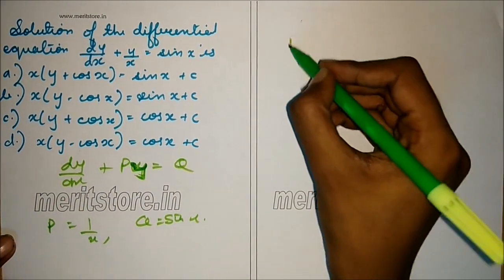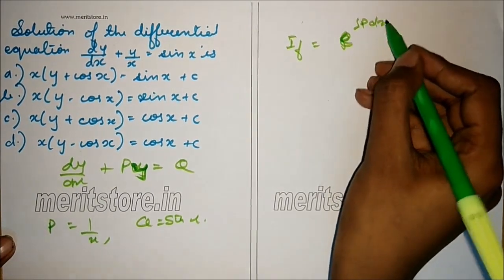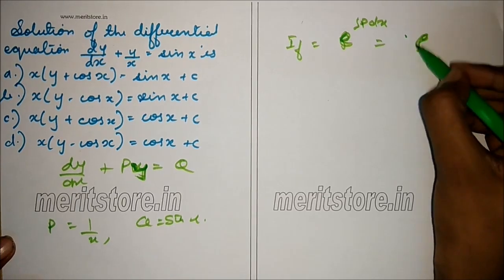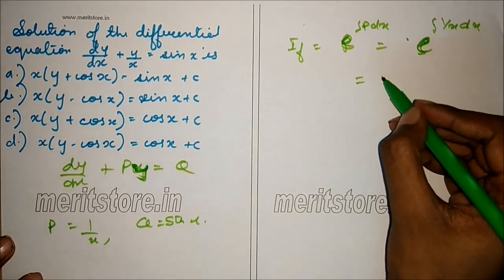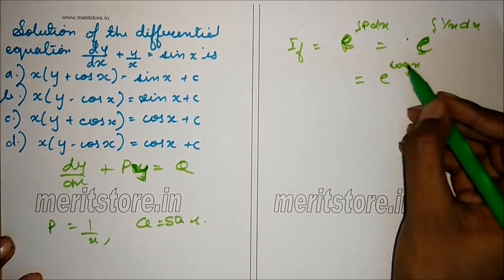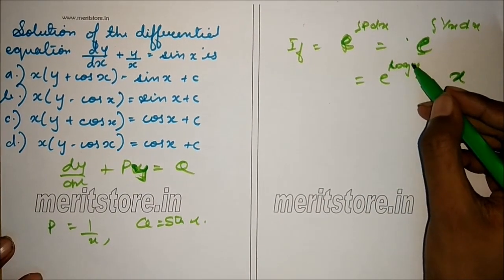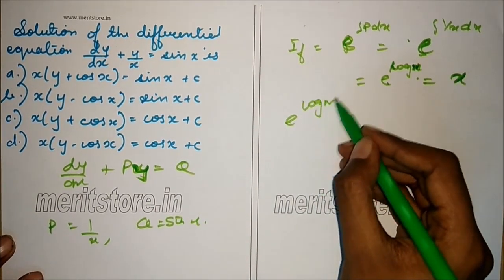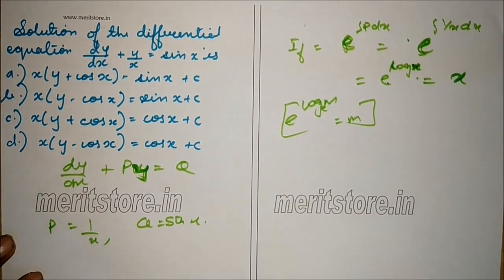So the integrating factor will be e raised to integral p dx, which is equal to e raised to integral 1 by x dx. Integration of 1 by x is log x, so e raised to log x. So this will be equal to x by the law of logarithm, that is e raised to log of m to the base e is equal to m. So using this rule, we got x as the integrating factor.